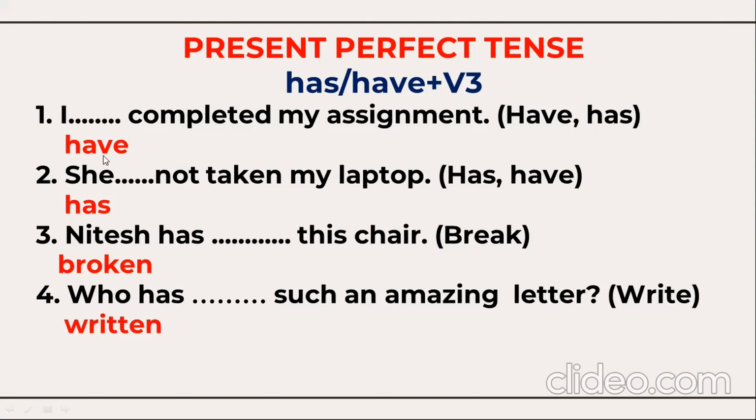For example, I have completed my assignment means I have finished, this task is done in the past, but you have the proof to show that I have completed my assignment. That's why we call it recent past. Past in the present. Present perfect tense means past in the present.